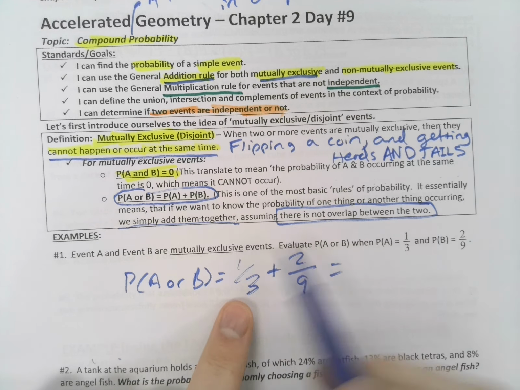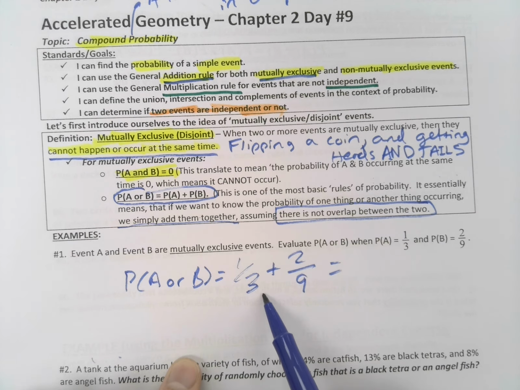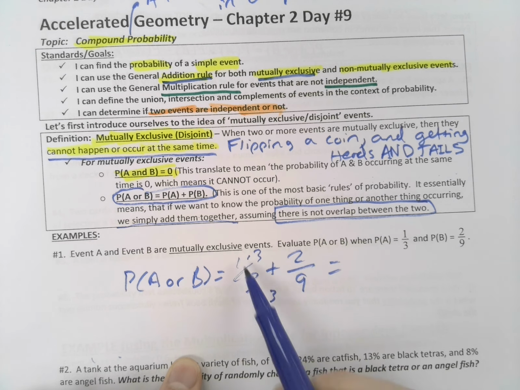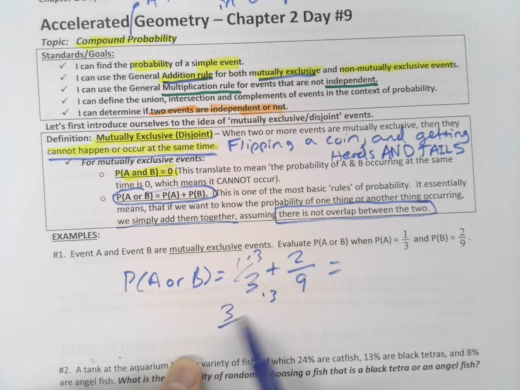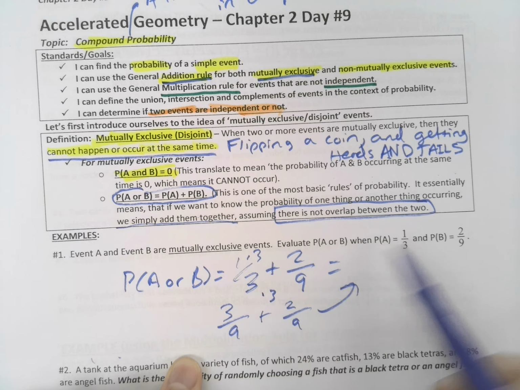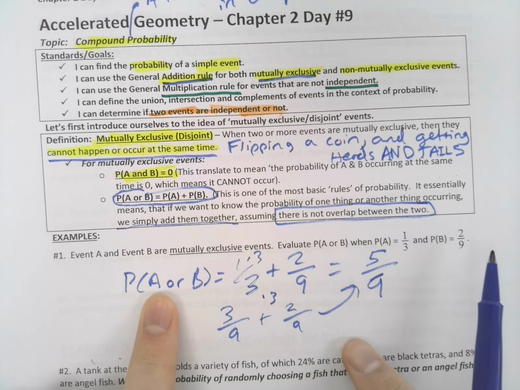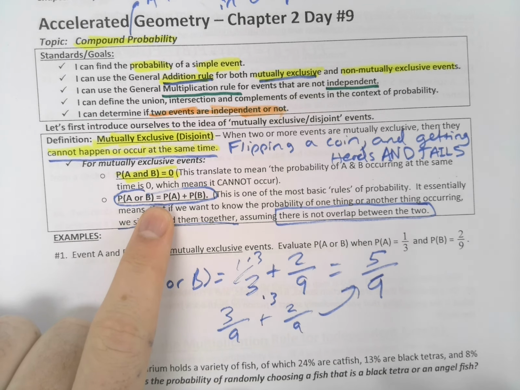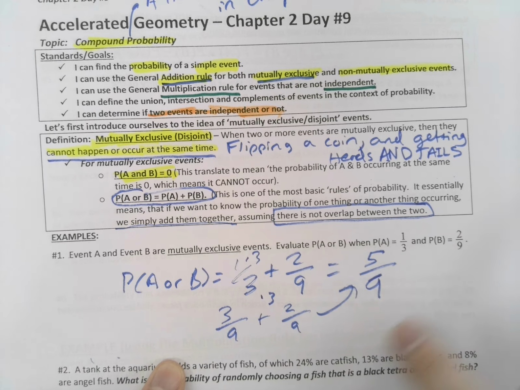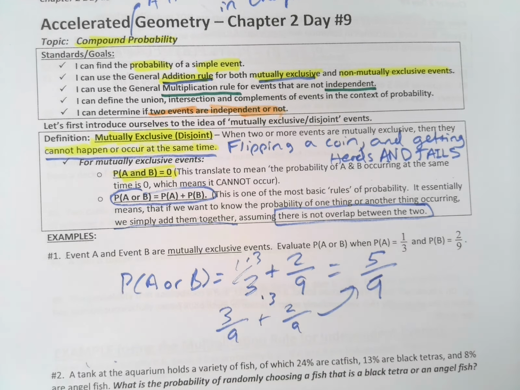And if you add those two together, again, get a common denominator, you can multiply that by 3, which means you have to multiply that by 3. That's really 3/9. If you then add that with 2/9, you get a 5 out of 9 chance of A or B happening. So mutually exclusive events, one or the other happening, that's going to improve our odds because we're fine with one thing or the other thing happening.